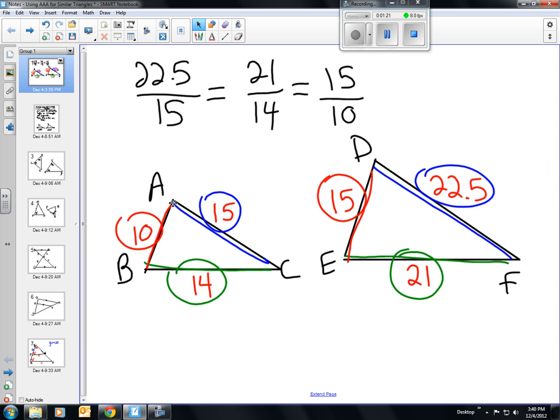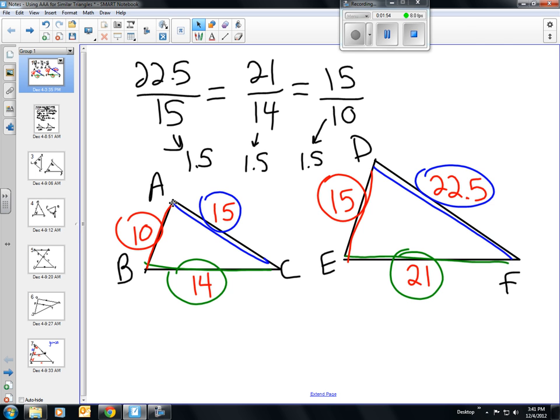To see if these two triangles are in fact similar, we would check the ratios to see if they're all congruent. In this case, 22.5 divided by 15 is 1.5, 21 divided by 14 is 1.5, and 15 divided by 10 is also 1.5. So when all those values come out to be equal, we can say these two triangles are similar. That is the side-side-side theorem, which basically says you have to check to see that all of the sides are proportional.